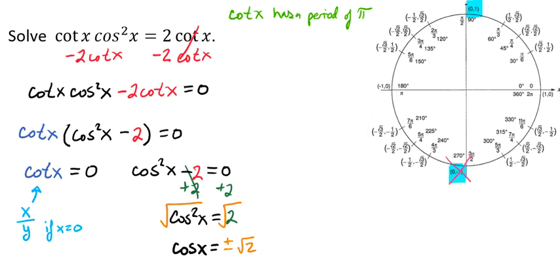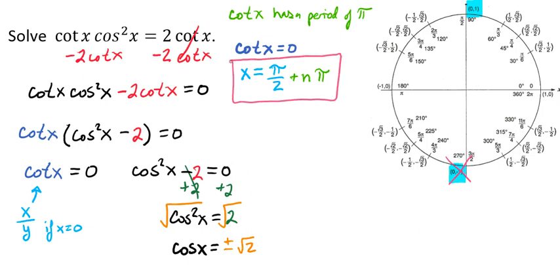So here we can see that the solution to our cotangent of x equals 0 is that x equals pi over 2. And because we weren't given an interval, we also need to add plus n pi, because that will happen every period that we go around, every n pi. And so that's going to be one of our solutions. But we still need to work on our cosine of x equals plus or minus radical 2.